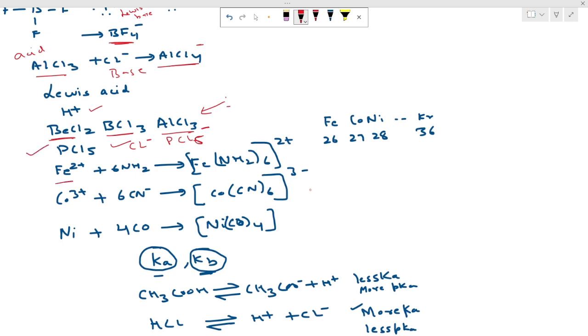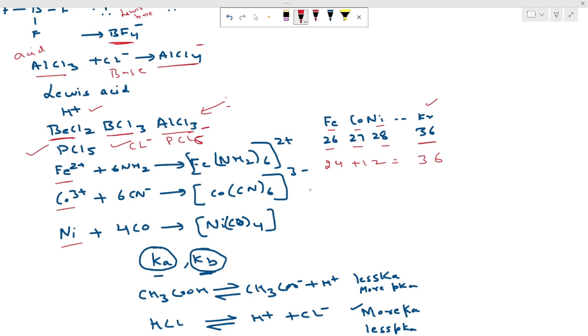Then Fe2 plus, cobalt 3 plus, nickel, all these three are Lewis acids. Why? Because we have iron, cobalt and nickel with atomic numbers 26, 27, 28, and the nearest inert gas is krypton, which has atomic number 36. So these three elements have a tendency to attain the configuration of krypton. Here Fe2 plus will have 24 electrons, so it will require 12 more electrons to have 36.